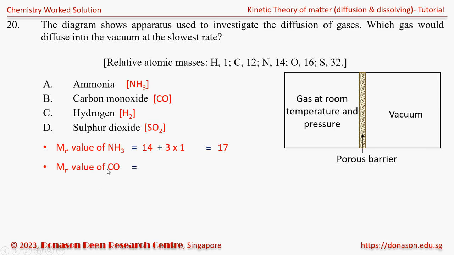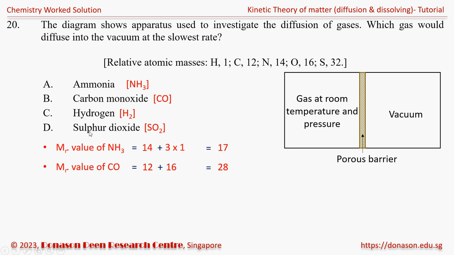How about carbon monoxide? There is 1 carbon and 1 oxygen, and the carbon's relative atomic mass is 12. So 12 plus oxygen's 16, if we add them together, we have 28. Just by looking at these two, we know that ammonia is less dense compared to carbon monoxide. So if we want to find out which gas would diffuse at the slowest rate, between these two, carbon monoxide is going to diffuse slower compared to ammonia.